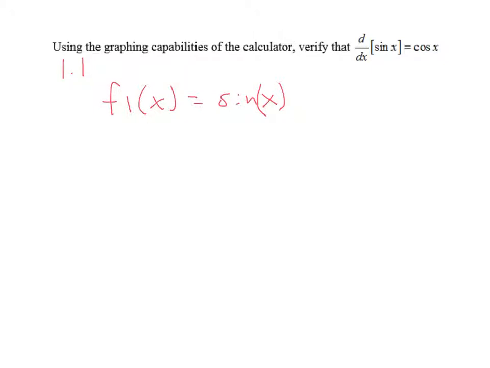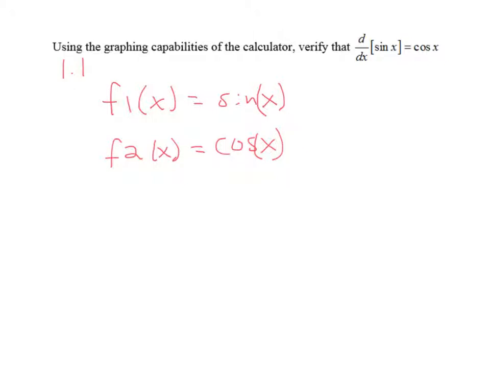Okay, it'll show you the graph. And then hit the tab button again. And after you've tabbed, then enter f2 of x. You're going to enter your guess as to what the derivative is. So we would just enter cosine of x. Forgot there's parentheses around that too. And then you want to hit enter, and it will graph the cosine.